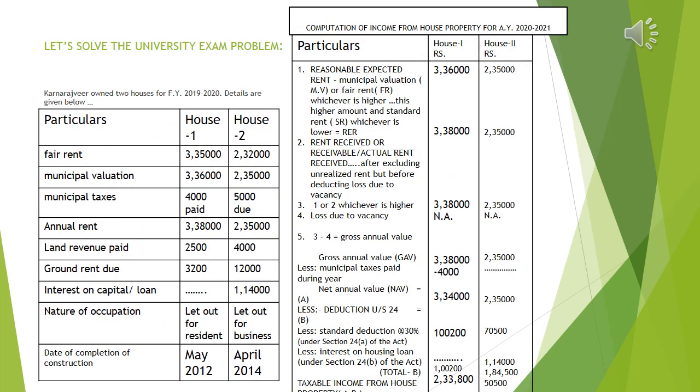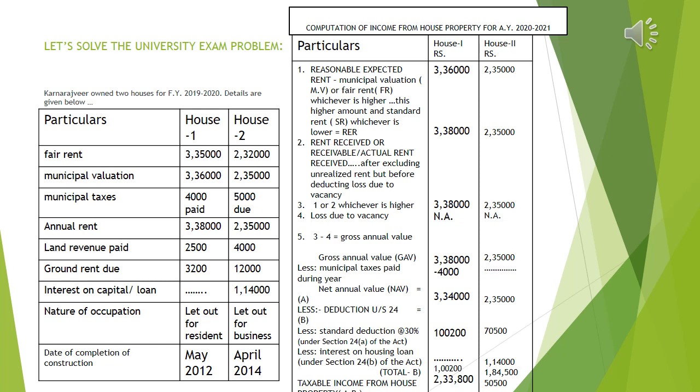Now let's solve a university exam problem. Here is the problem. Karna Rajveer owned 2 houses for financial year 2019-2020. Details are given below. Let's have a look at the problem. Fair rent is given, municipal valuation, municipal taxes, annual rent, land revenue paid, ground rent due, interest on capital, nature of occupation, and date of completion.